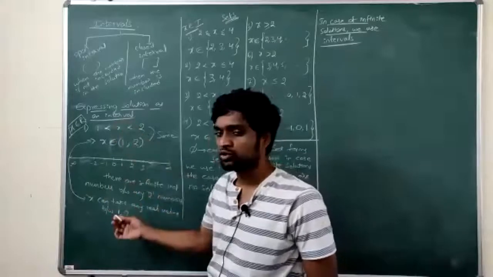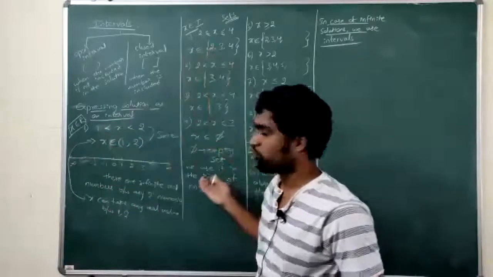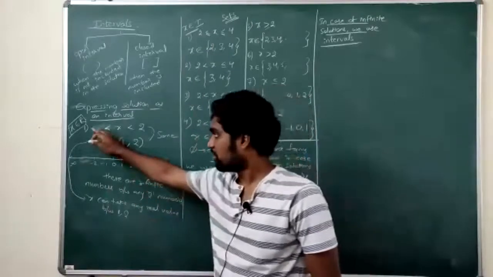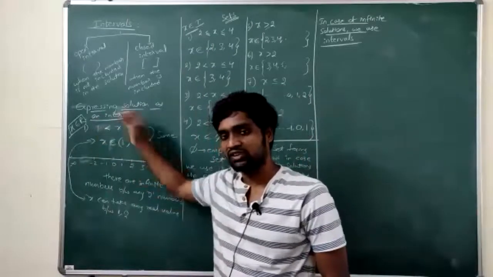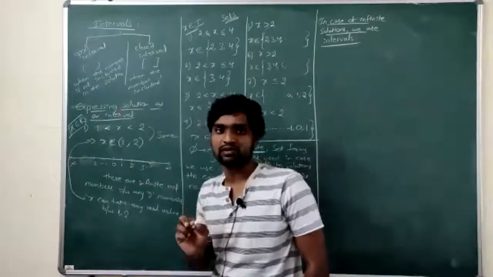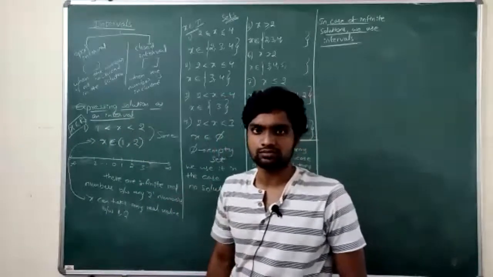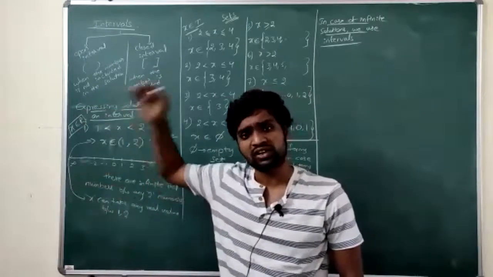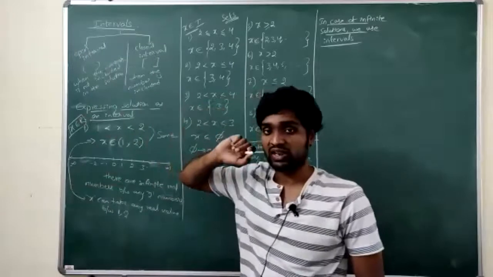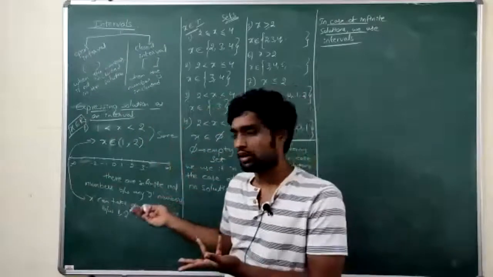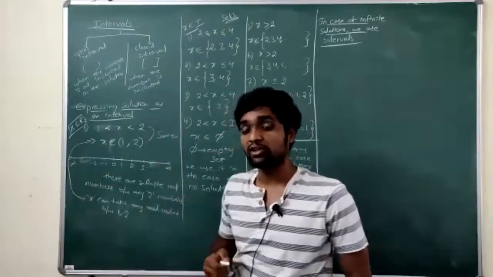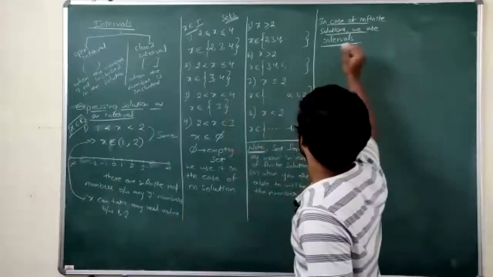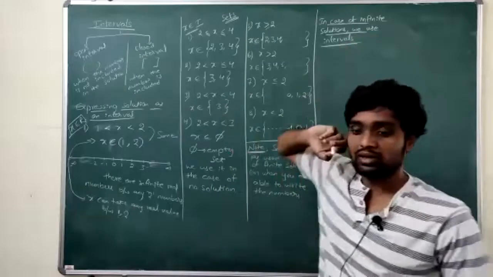How to express that solution? We cannot express that in set form because you should be able to write the numbers. What is the real number that comes just after 1? You cannot say, right? 1.0000 and so on up to infinite zeros and then later 1. That is the number after 1. But you will not be able to write that. So we cannot express that in set form. So in case of infinite solutions, we use what? Intervals.